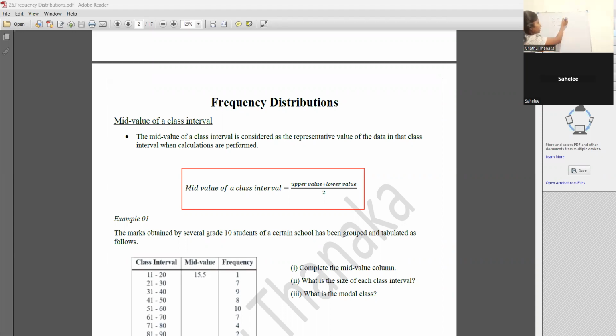Then here according to this one, it's 8 plus 10. Then after getting the sum of those two values, upper and lower, you have to divide it by 2. Okay. Then 8 plus 10 divided by 2. Here 8 plus 10 is 18. Then 18 divided by 2, what is the answer? Answer is 9. Okay. So we can say the mid value of this class interval is equal to 9.